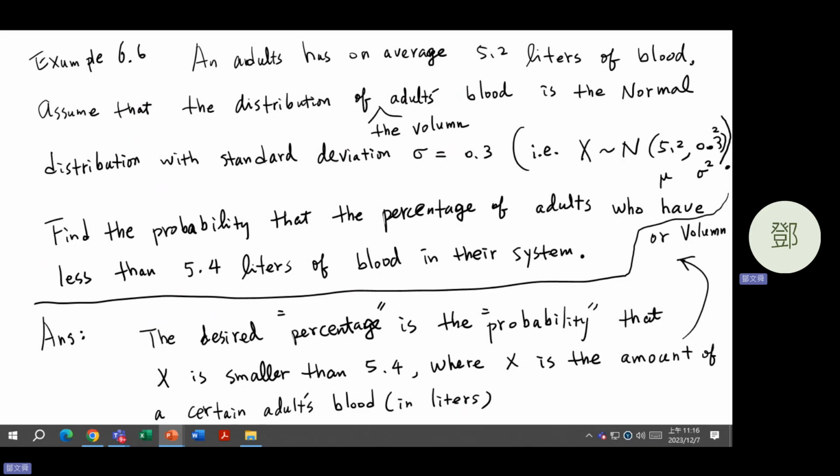Okay, so in statistics and probability, when you see percentage, what is the thing that comes first to your mind when you see percentage?